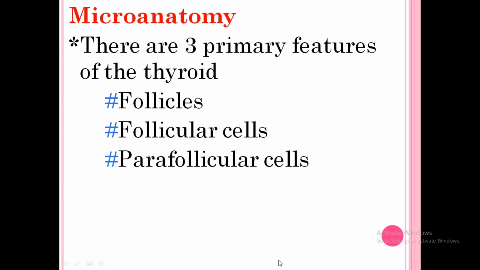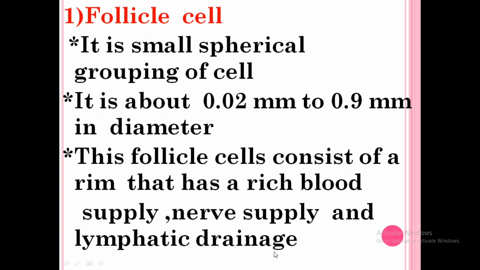Next we can see the microanatomy of the thyroid gland. There are three primary features of the thyroid: follicles, follicular cells and parafollicular cells. These are the cells present in the thyroid gland. First one, follicles. Follicles are small spherical groupings of cells about 0.02 mm to 0.9 mm in diameter. These follicles consist of a rim that has a rich blood supply, nerve supply and lymphatic drainage. And these cells play a major role in the production of thyroid hormone.